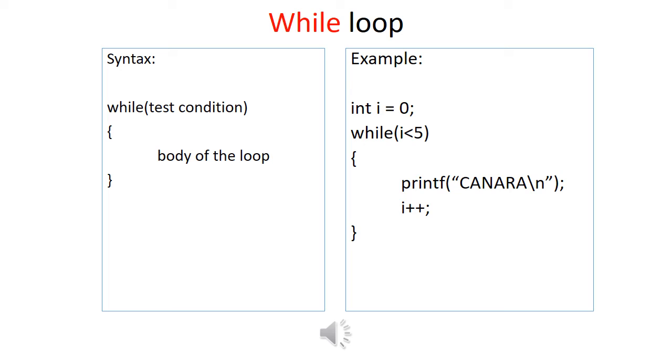Now the value of I has been incremented to 1. So now the while condition will be 1 is less than 5. So 1 is less than 5 is also true. Again control will come back inside the loop and execute the body of the loop, that is printf Canada. Again Canada is displayed. Now again I is incremented by 1.